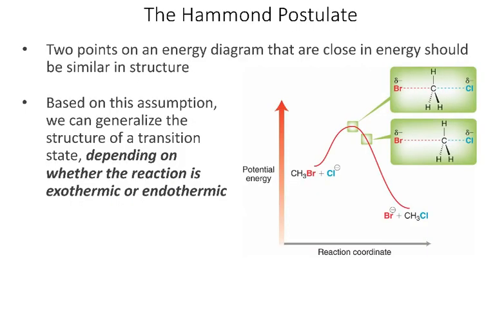So the last thing I want to talk about in this video is called the Hammond Postulate. This is a very useful tool that can give us information about the structure of transition states. The reason this is useful is because transition states are just structures that the molecule passes through during the course of a reaction, and they're very difficult or impossible to isolate. They can be very difficult to characterize. But the Hammond Postulate is based on the fact that points that are close together on a reaction energy diagram should be similar in structure.